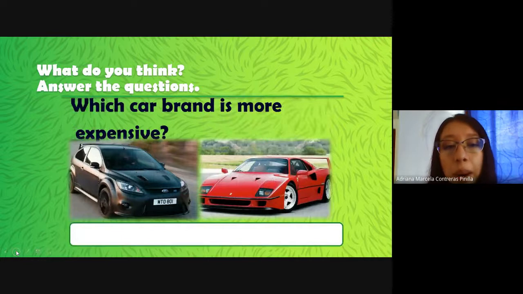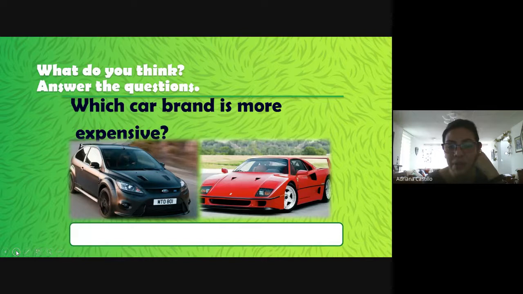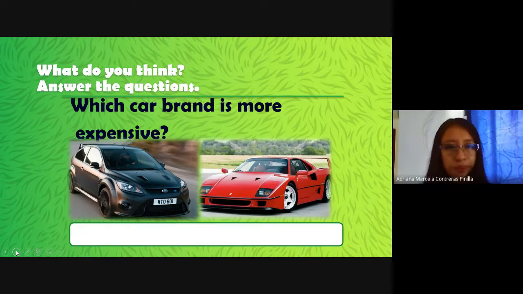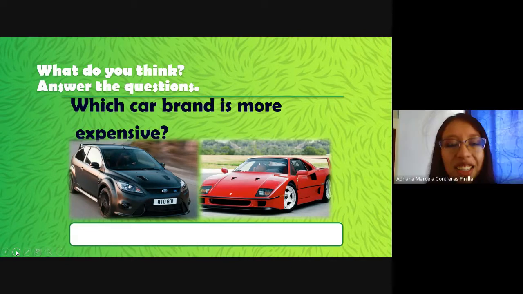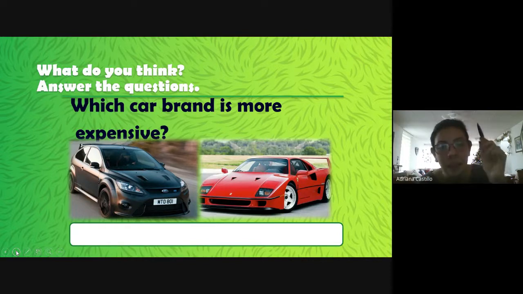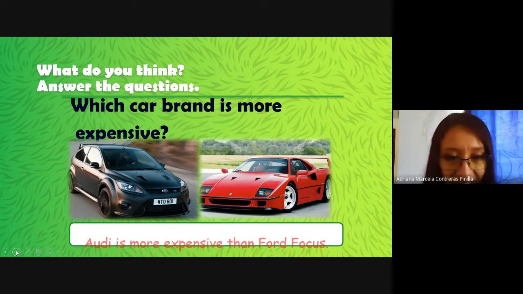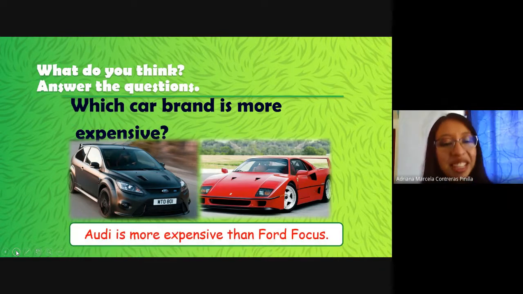Which car brand is more expensive? Do you know what brand is? Marca. The red car is more expensive than the black car. Yes. Audi is more expensive than Ford Focus. Okay? Yes, very good.